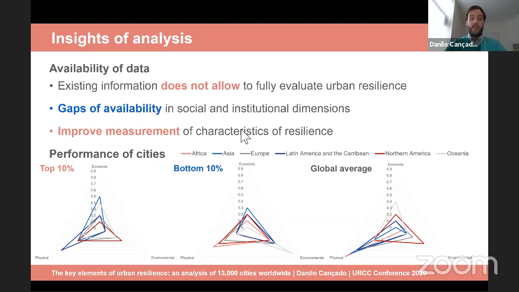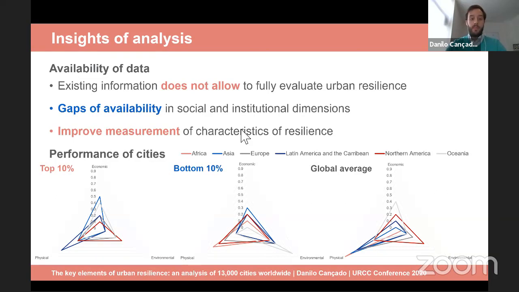The analysis of the performance of the top and bottom 10% cities compared to the global average across continents made it possible to visualize that. In the top 10% cities that you see to your left, GDP per capita had the most influence in the economic dimension, followed by green area per capita and low level of emissions. Furthermore, cities also had medium to low sizes of area and of built environment.